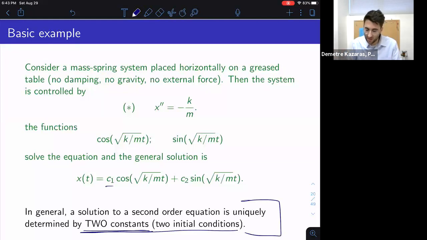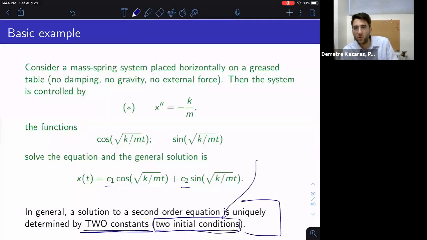So this C1 and C2, they're independent numbers. You make any choice for either of them, you get a solution. So you have to specify two constants in order to specify the solution uniquely. And so to specify a solution uniquely, you have to specify two initial conditions. So here's a typical initial value problem.